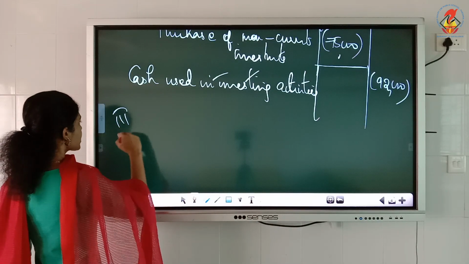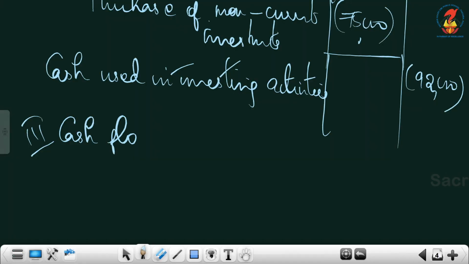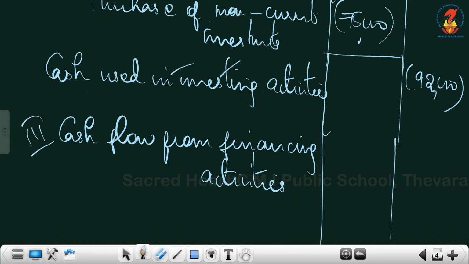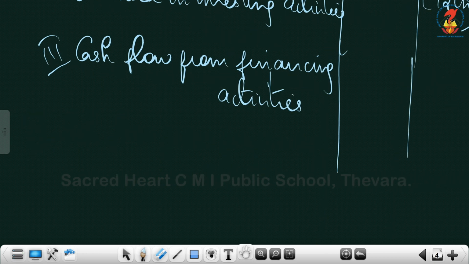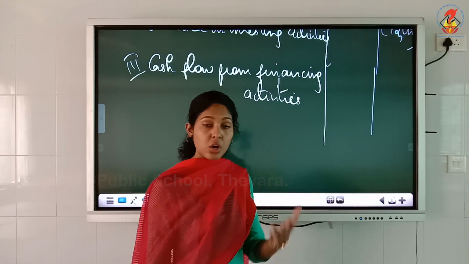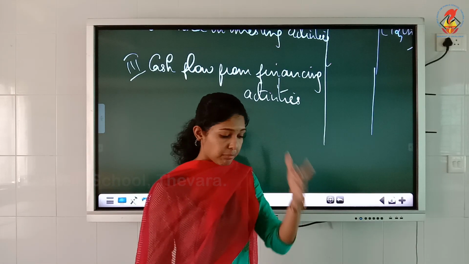Now the third section is cash flow from financing activities. Cash flow from financing activities, that means that result in share capital, or that affects share capital and borrowings.